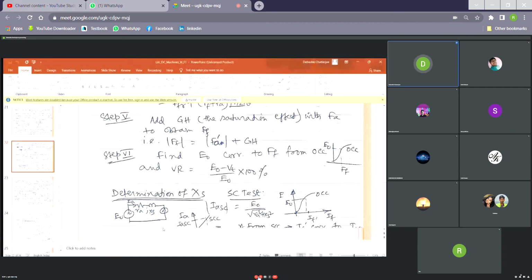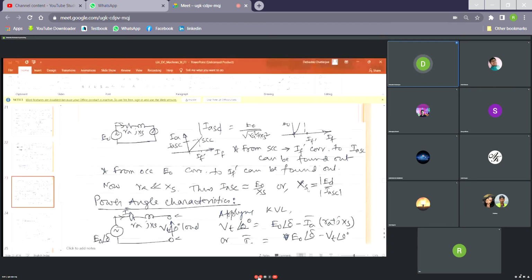So now from the short circuit characteristic, you can have IF. You give actually the field current. Corresponding to that, you have to know what the EMF is. That is from the open circuit characteristics. You can use open circuit characteristics data, and then you determine E0, and then E0 by that short circuit current will give you the measurement of XS. So you can calculate XS at a fairly accurate value.